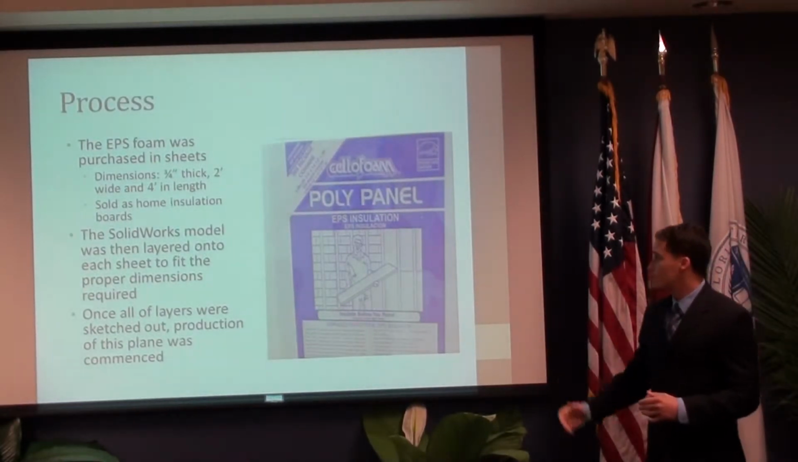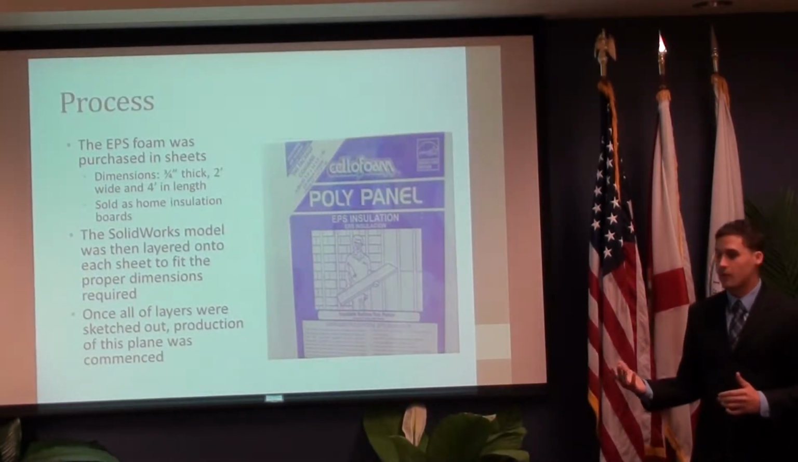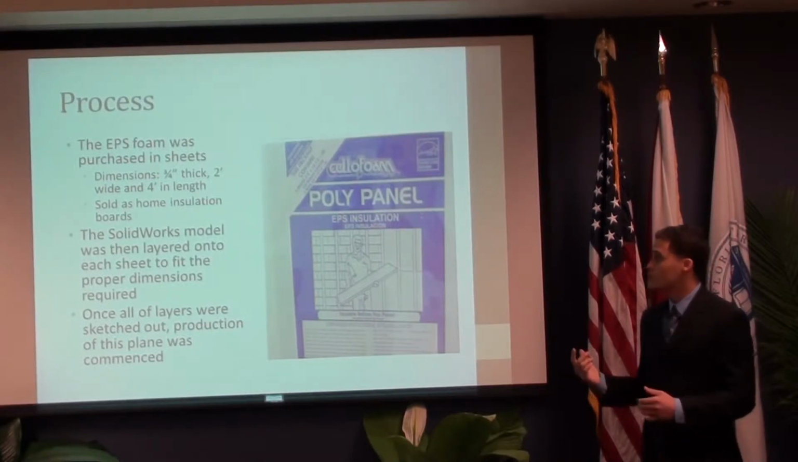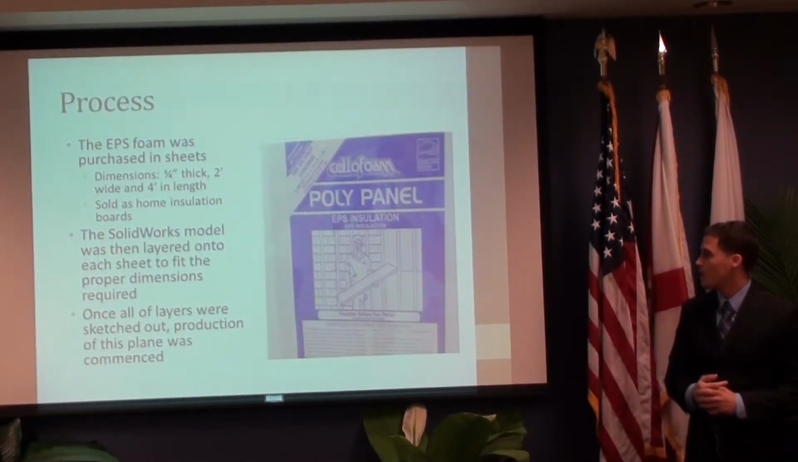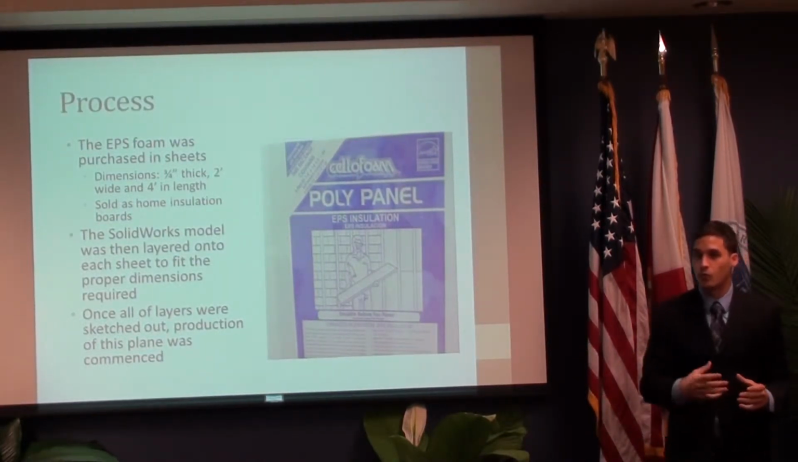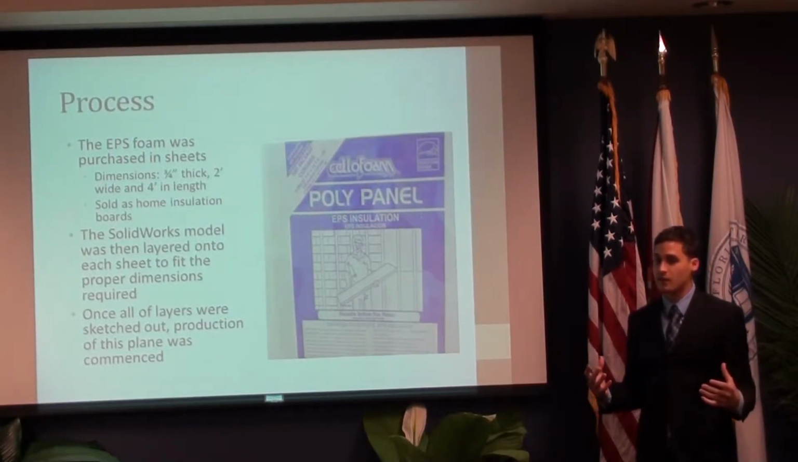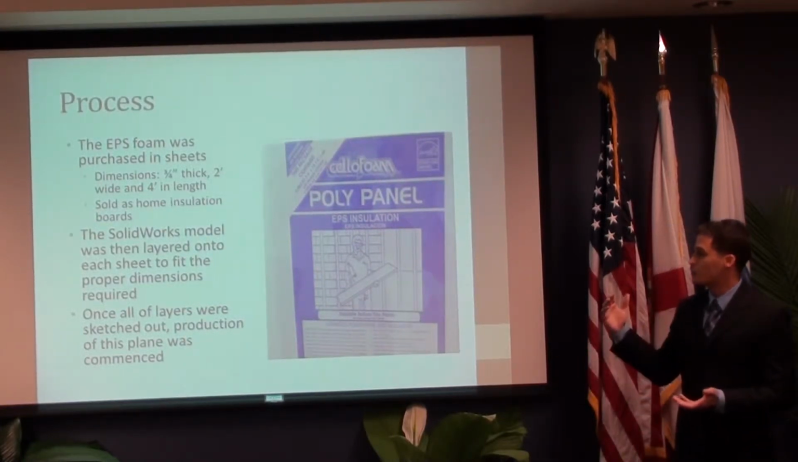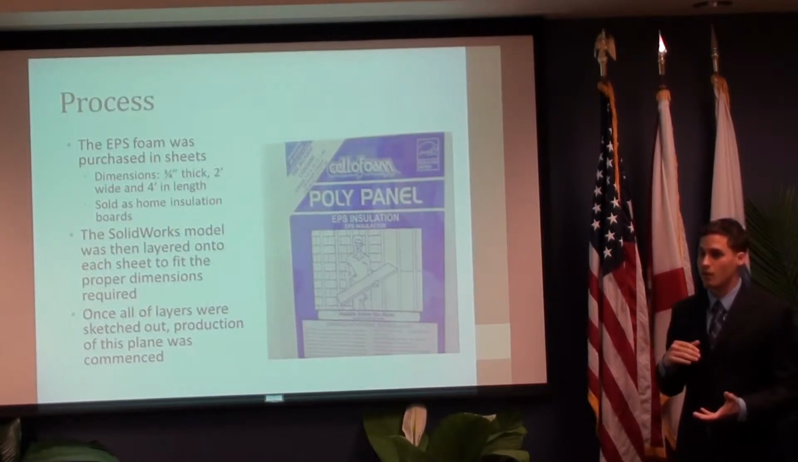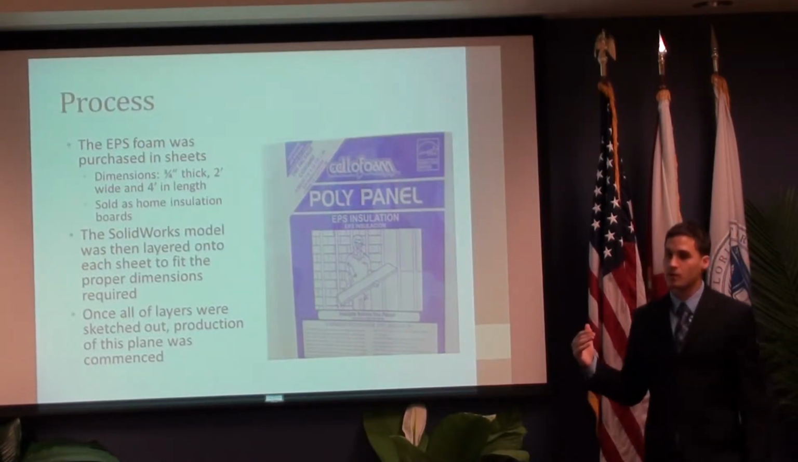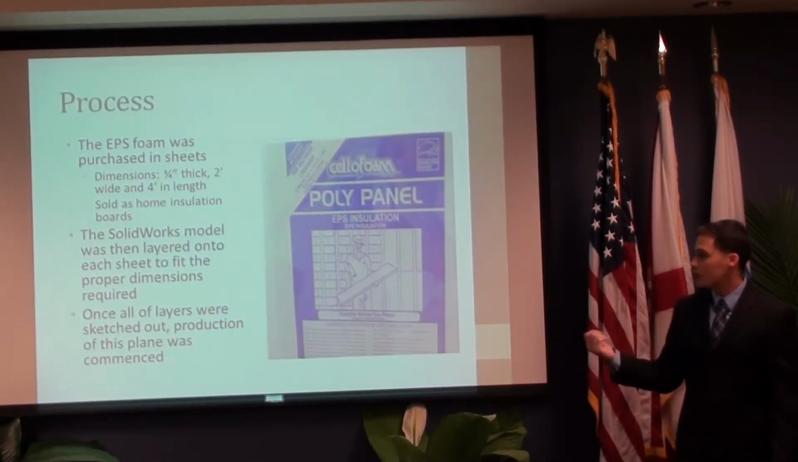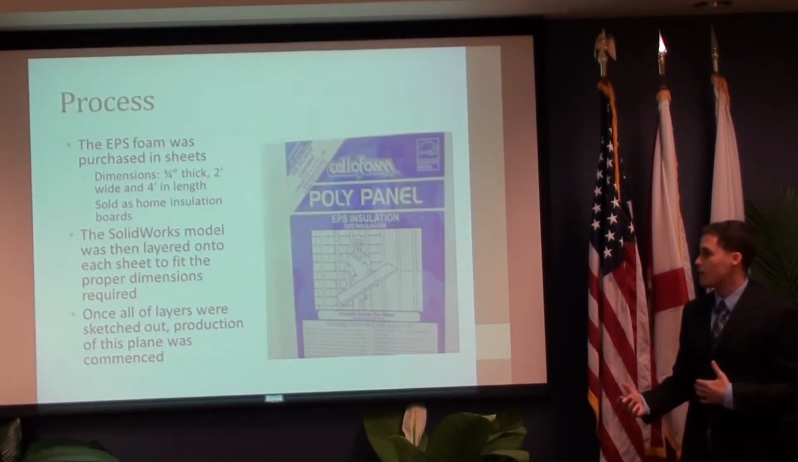This is the foam that we chose to buy. It was sold in sheets that were 3/4 of an inch thick, 2 feet wide and 4 feet in length. The SolidWorks model that we had was a solid model, so we had to scale it down by each layer, in which we sketched the design onto each layer of the foam itself to then be constructed. Once all the layers were sketched out, we were able to commence the manufacturing.